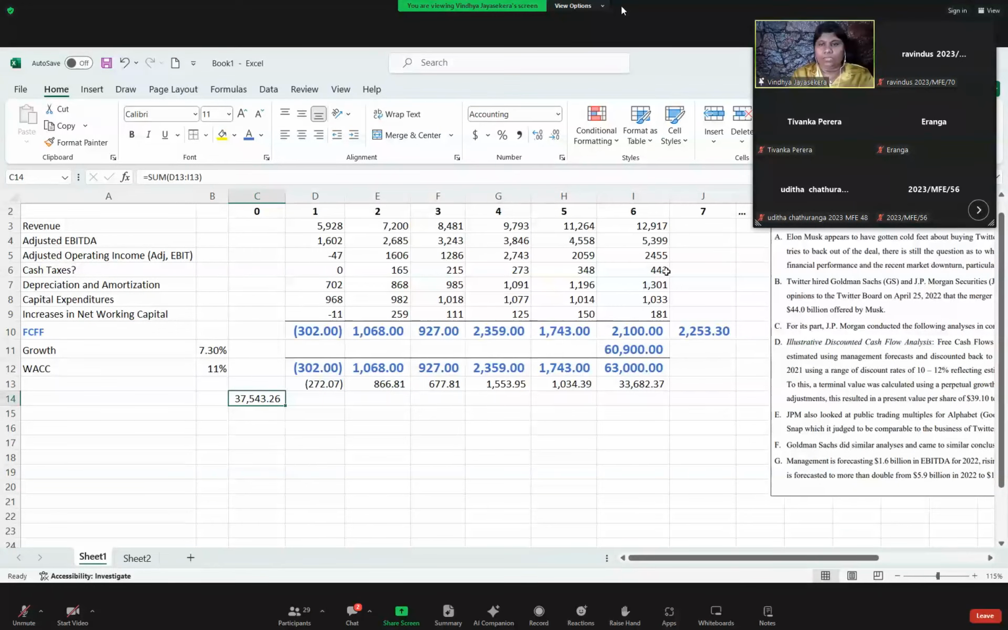Is this correct? Those who did the question, is that correct? 37,543.26. What is this value? What is this value called? Enterprise value. The enterprise value is the value of the firm, right?